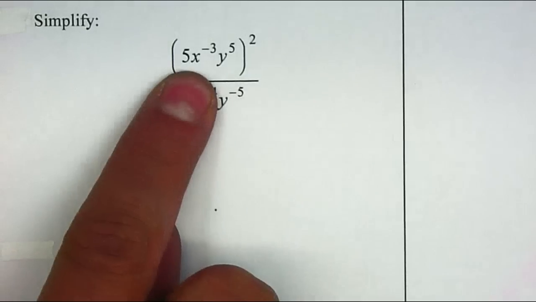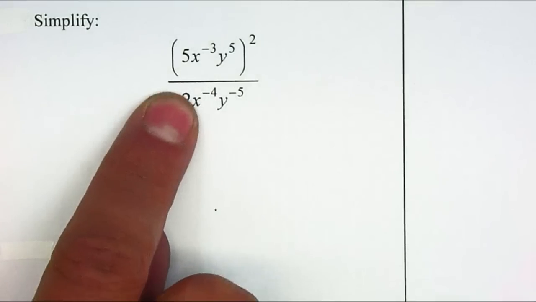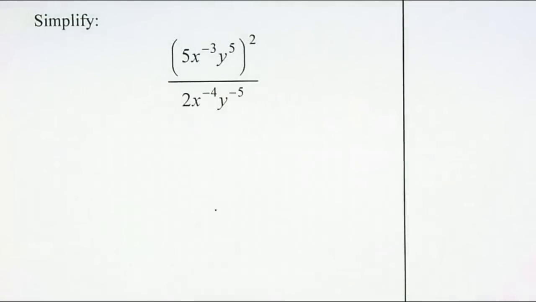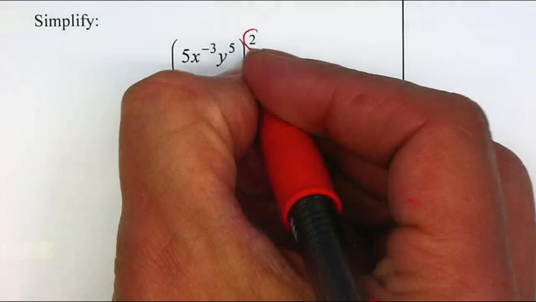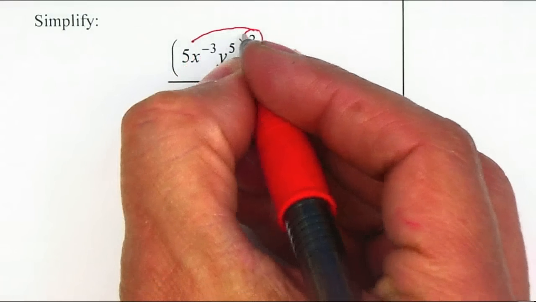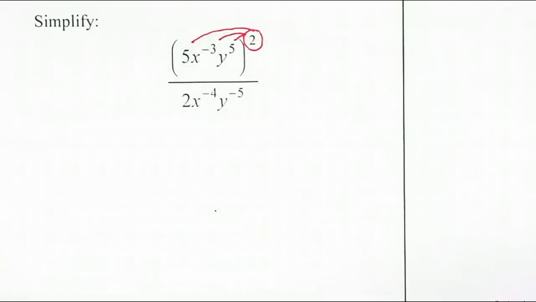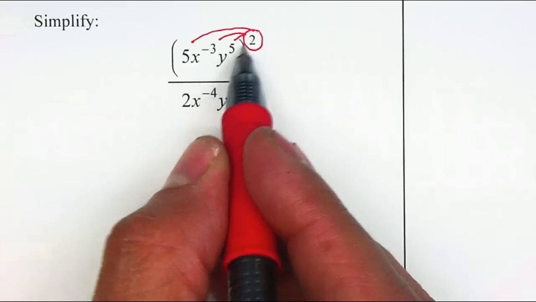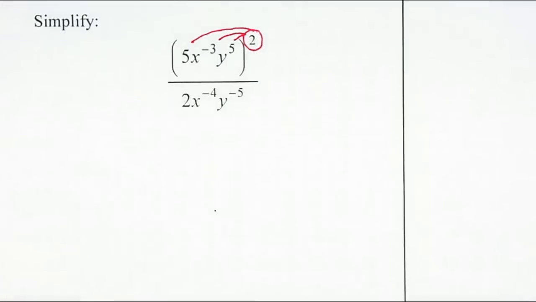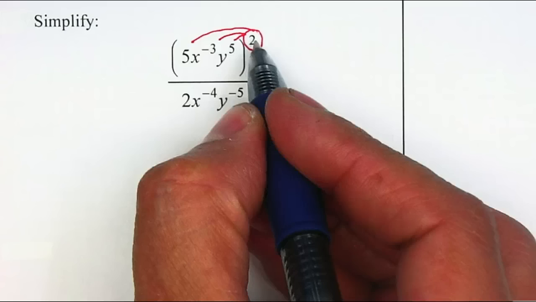On the following problem, we have an expression that's dividing. Now, if you notice, we first have an exponent outside the parentheses. We need to be able to distribute the exponent. You can think about distributive property. Basically, 5x to the negative 3, y to the fifth is to the second power. So you can think of it as distributive property.